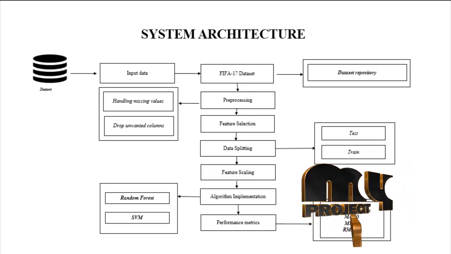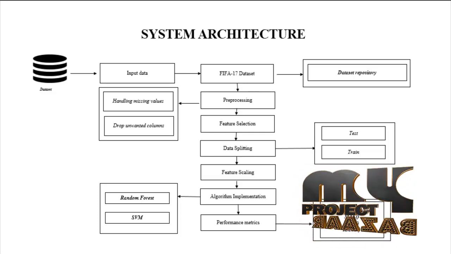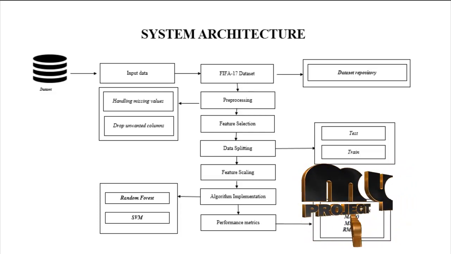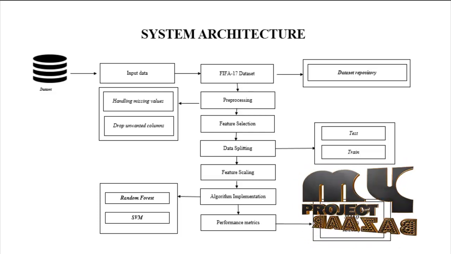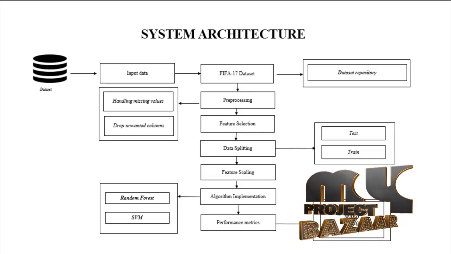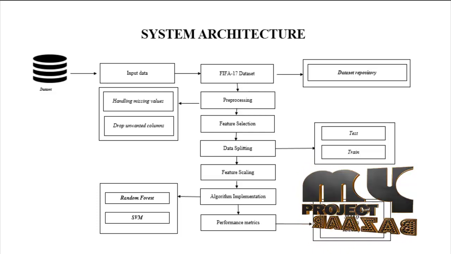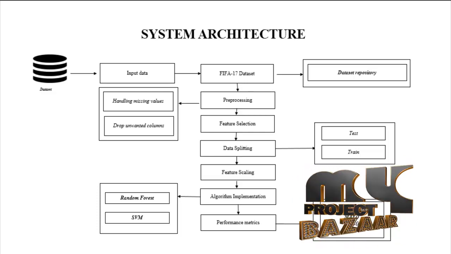After the feature selection process, we have to split the data set. Split data set means we split it into train and test data sets. After that, we implement feature scaling, which means organizing our data set within our process. After the feature scaling, we have to implement the algorithm.